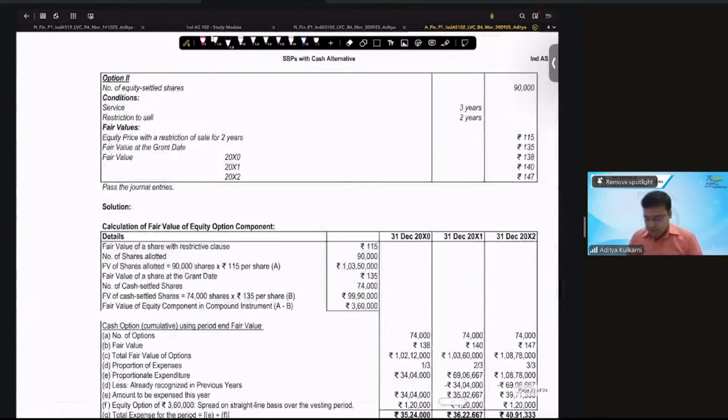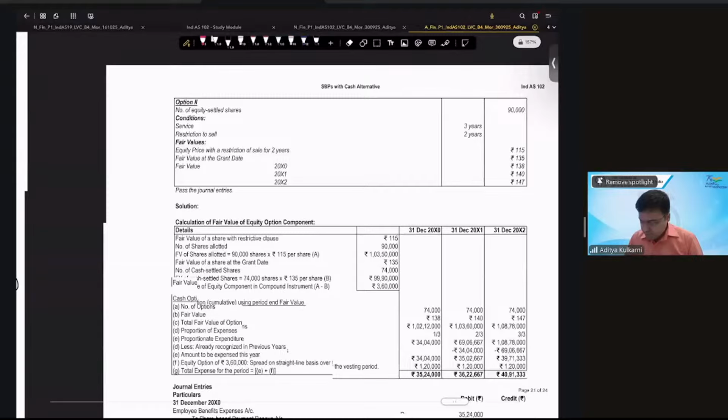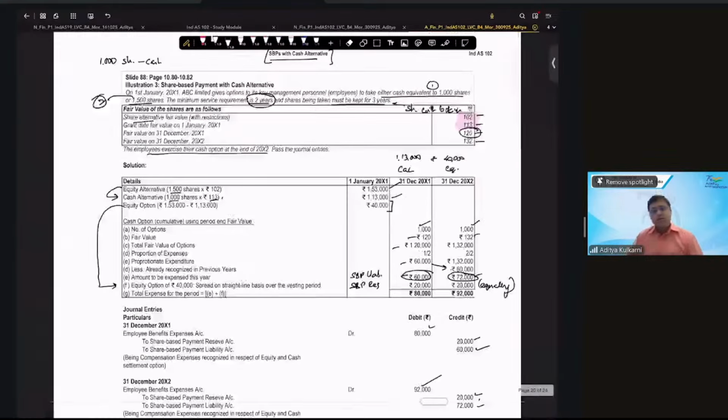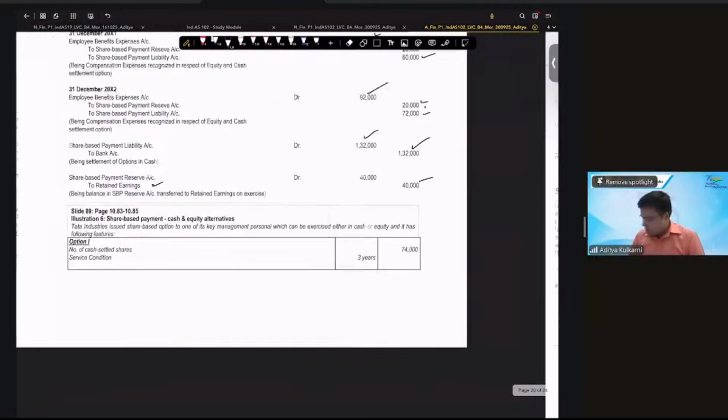Are you able to understand this? Have you understood this part? Yes. Ayush, Leela? Yes, sir. Vibhu? All right. Fine.